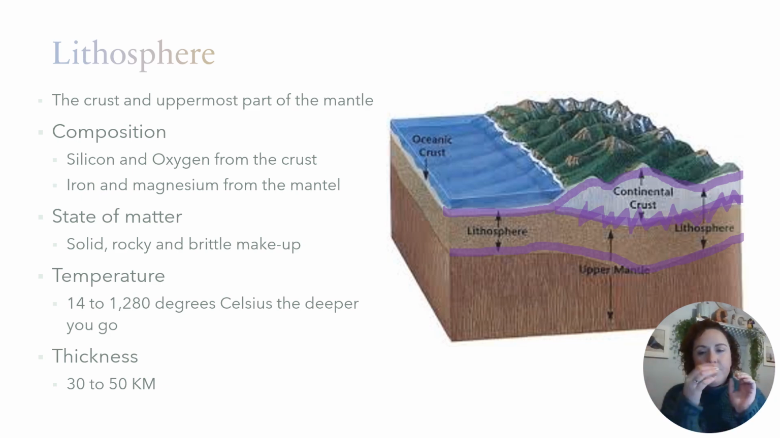Okay. The temperatures, well, because we're at the crust, we're at about 14 degrees Celsius, but all the way towards the bottom portion of the lithosphere, we're reaching anywhere to about 1,280 degrees Celsius. Remember, the deeper you go, the increased heat and pressure. So it's going to get hot as we move towards the center of the Earth. The thickness of the lithosphere, because it is the crust and the uppermost part of the mantle combined together, ranges from about 30 kilometers to 50 kilometers deep on average. Now, it's going to be deeper when you're thinking like underneath Mount Everest, but that's only one portion of the entire world. Okay?